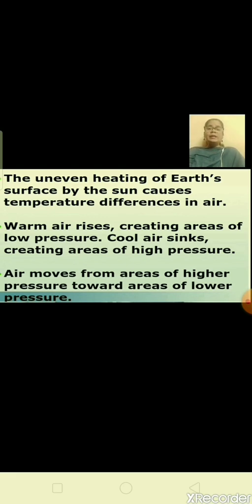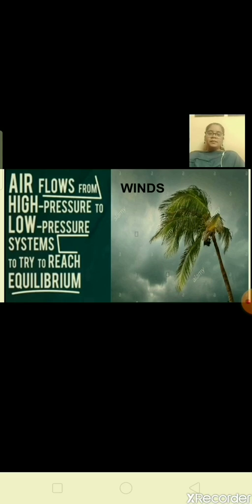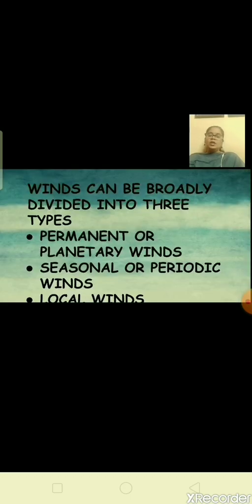We can broadly classify winds into three major types. Now let us have a look at them. As I said, air flows from high pressure to low pressure systems to try to reach the equilibrium. So wind can be broadly classified or divided into three types: permanent or planetary winds, seasonal or periodic winds, and local winds.